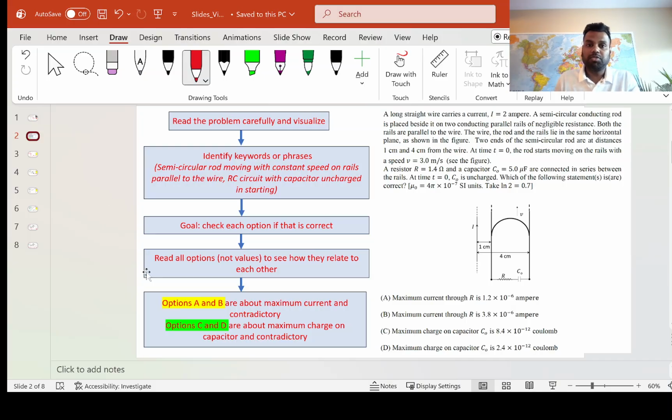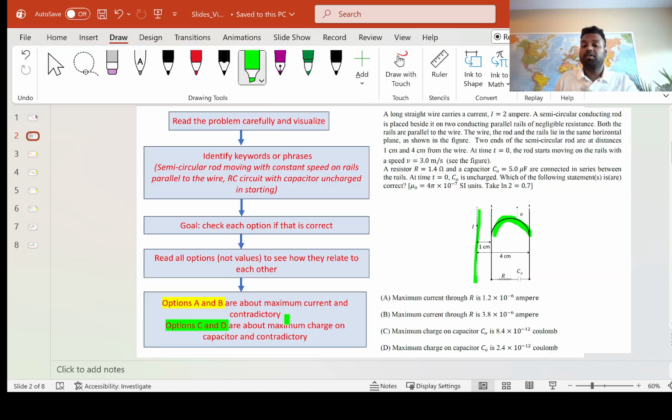So in this problem, you have a wire and a constant current I is flowing through the wire. Here you have a wire and there are two rails. They are parallel to the wire and those rails are connected by a resistance R and a capacitor C0. And then you have a semicircular conducting rod connecting these two parallel wires, and that rod is being moved upward with constant speed V.